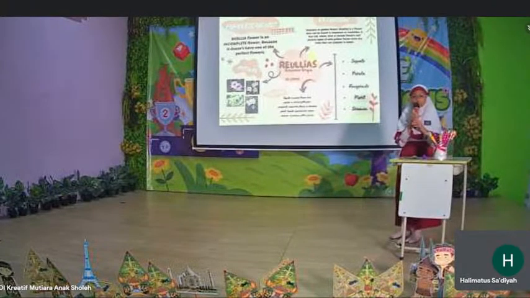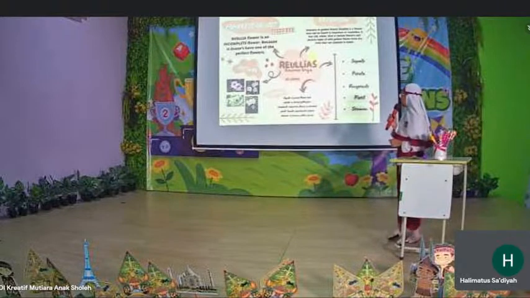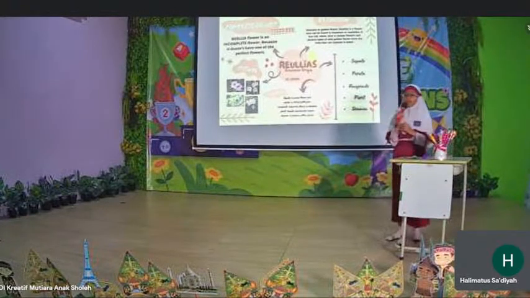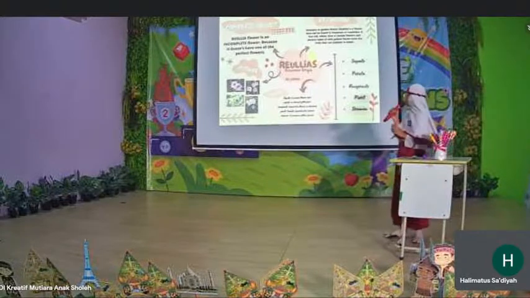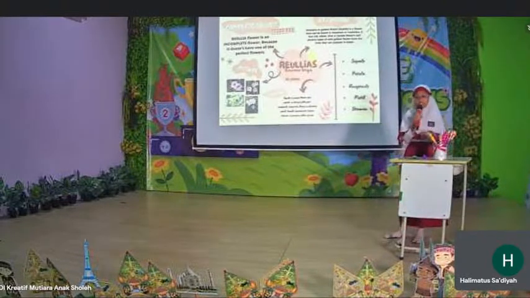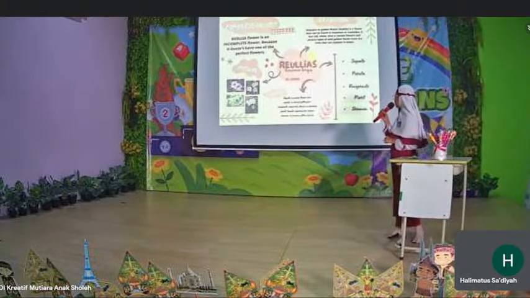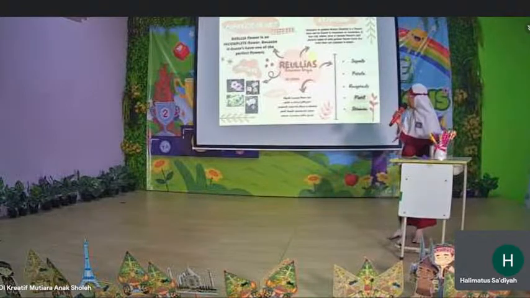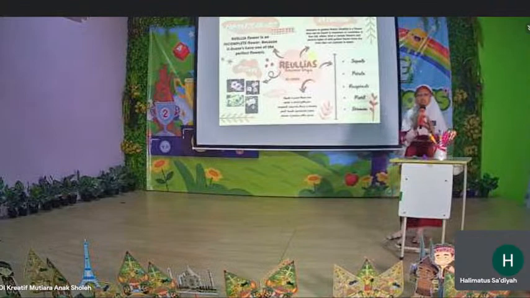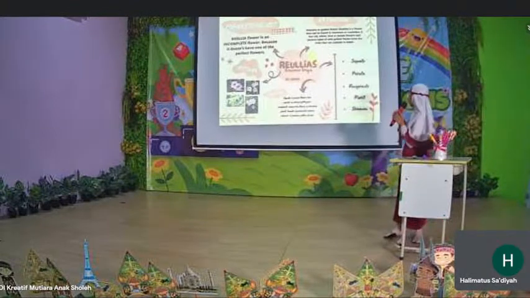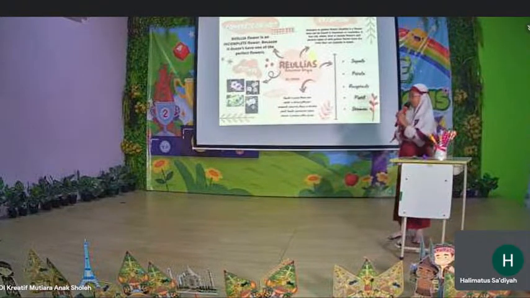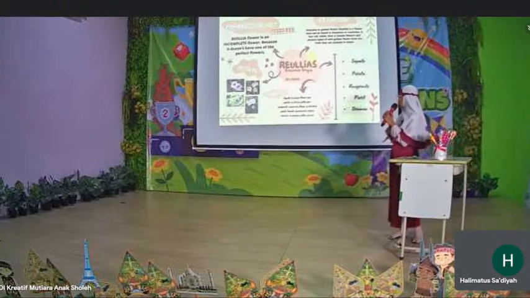The functions of all the parts of the flowers: the first is sepal. Sepal is to protect the flower bud. The second is petals. Petals are to attract pollinators. And the third is receptacle. The function of receptacle is where the flower is attached. And the fourth is pistil. Pistil is the female reproductive organ. And the last one is stamen. Stamen is to produce pollen grains.